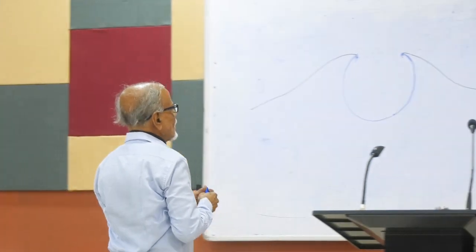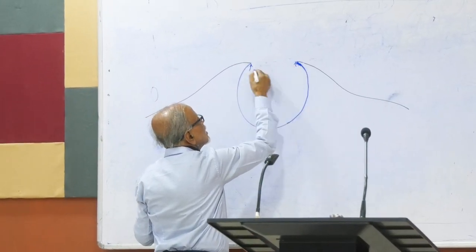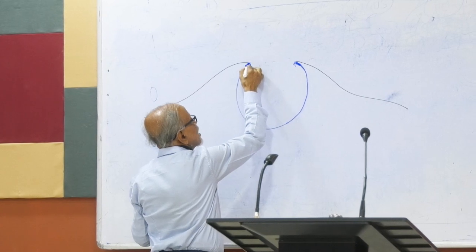From the summit of the neural fold, a group of cells get detached. So such a group of cells are here. Let us suppose the cells are over here, near the summit.